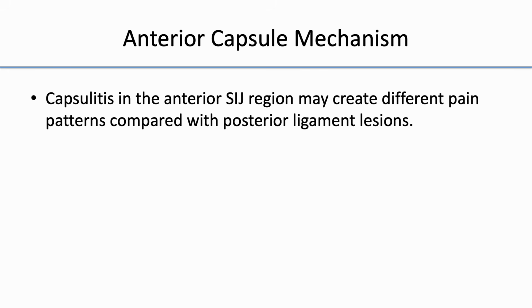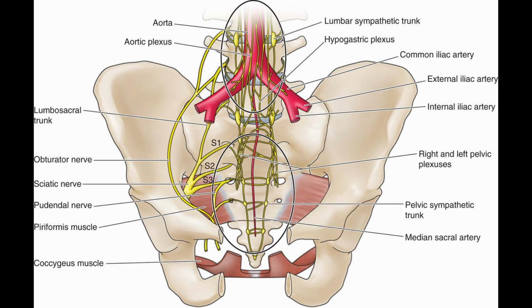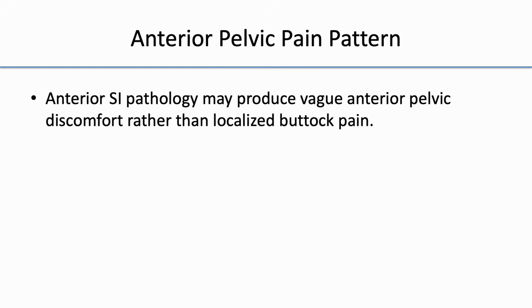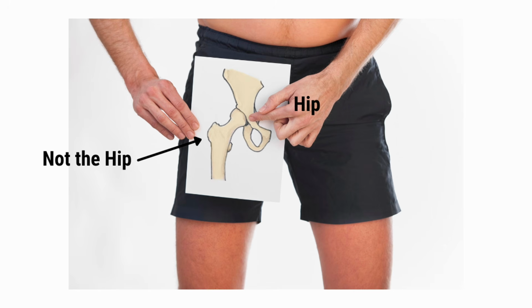Because the anterior sacroiliac capsule lies adjacent to the presacral space, where the superior hypogastric plexus is located, irritation in this region may produce a more vague, bizarre, and poorly localized pelvic discomfort, rather than a well-defined buttock pain. It is important to note, however, that clear and sharply localized inguinal pain in clinical practice often turns out to be hip pathology rather than sacroiliac joint pain. Therefore, there is likely a distinction between true groin pain originating from the hip joint and vague anterior pelvic discomfort potentially related to anterior sacroiliac pathology.